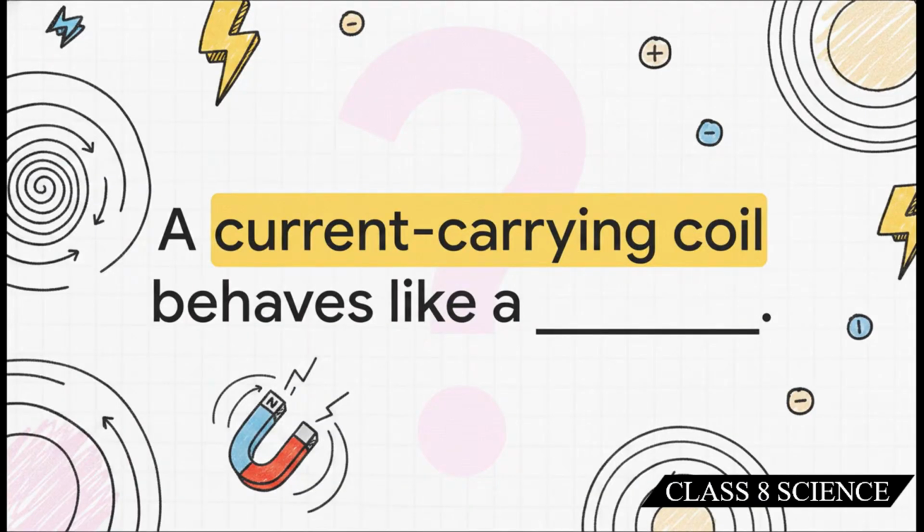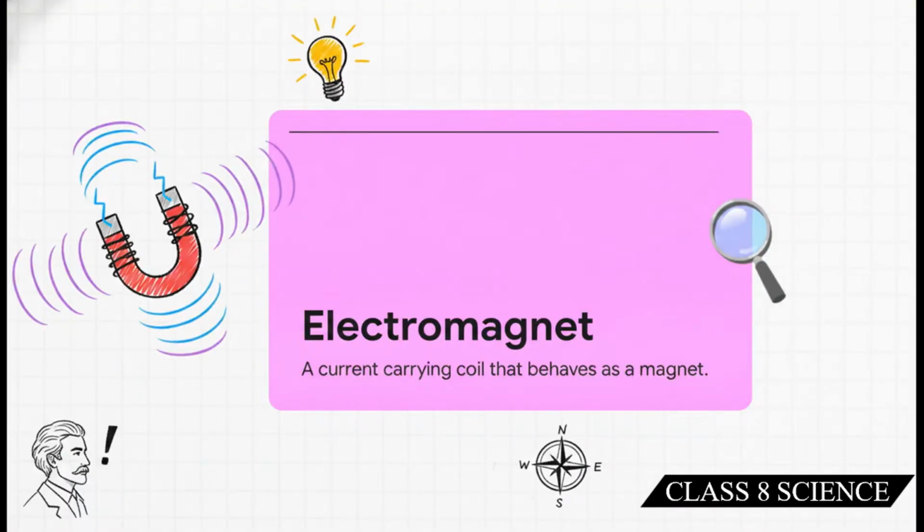Okay, question number 2. The stakes are getting a little higher. A current-carrying coil behaves like a blank. When you take a simple wire, loop it into a coil, and pass an electric current through it, it suddenly gains this crazy new power. What does it become? The answer is a magnet, an electromagnet, to be super specific.